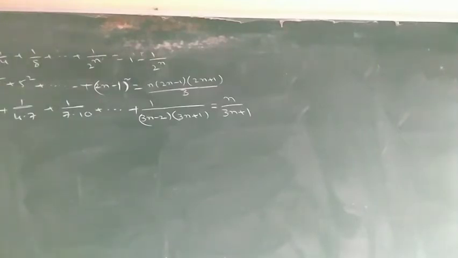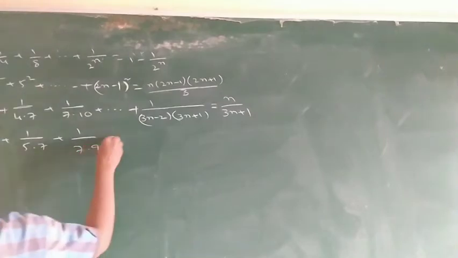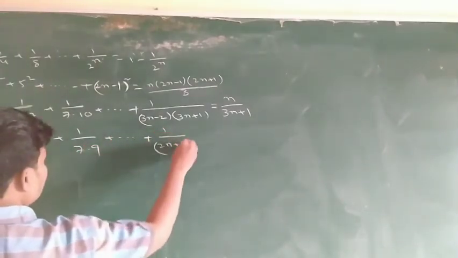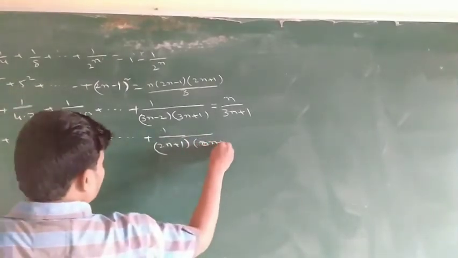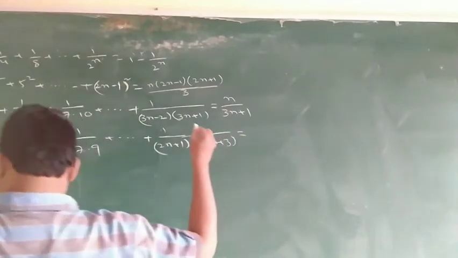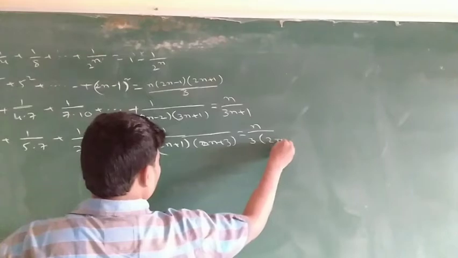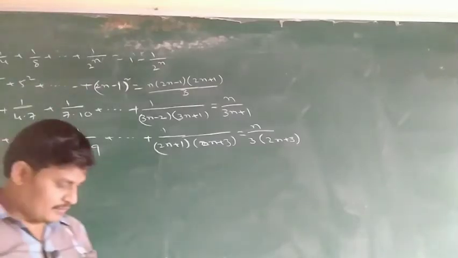Next one: 1 by 3 into 5 plus 1 by 5 into 7 plus 1 by 7 into 9 plus and so on plus 1 by 2n plus 1 into 2n plus 3 is equal to n by 3 into 2n plus 3. These four are the same type of problems. So, okay, you can try.